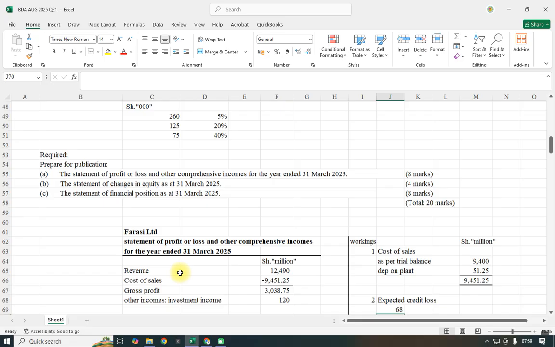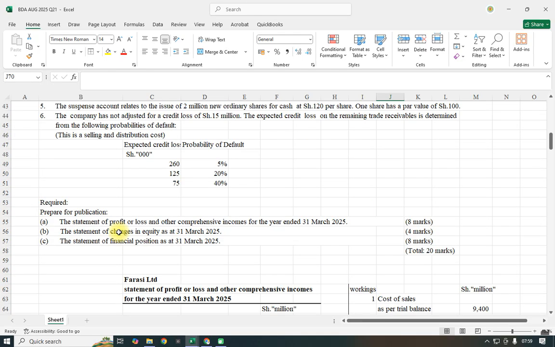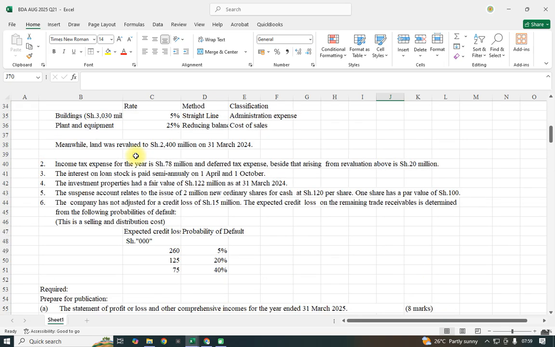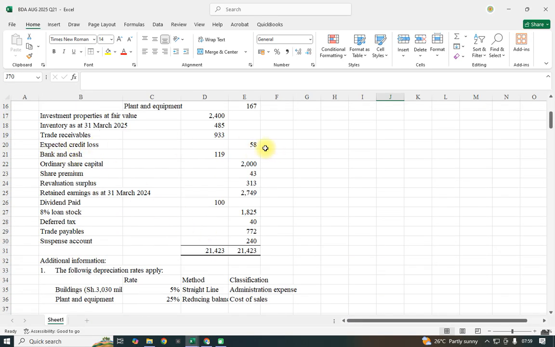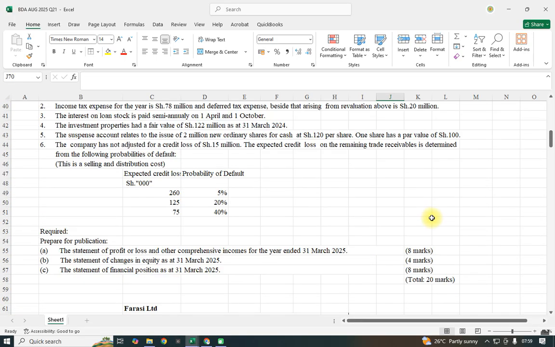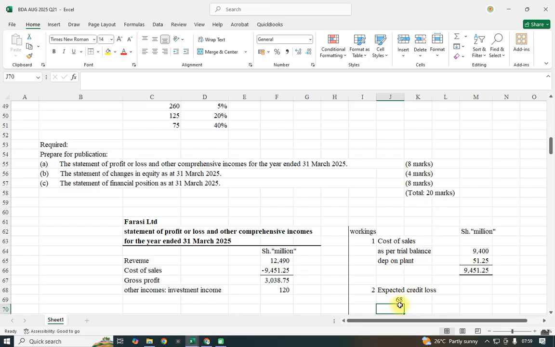So the assumption that I will make, because there might have been an error, is that all the values are in millions, they have been stated in millions. So there is an unlikely scenario that this one should be in 1,000. That will be my assumption, because you'll find that the expected credit loss was 58, but here now we are getting 68. So it is an increase.